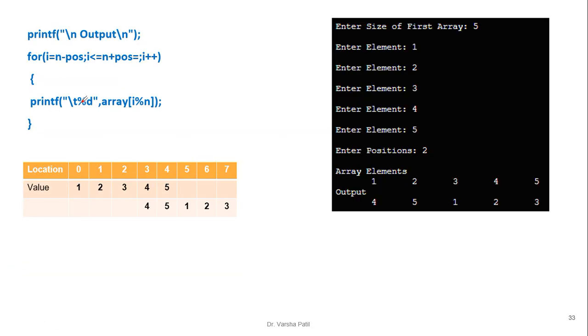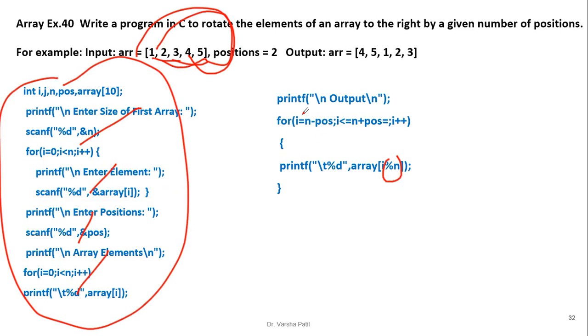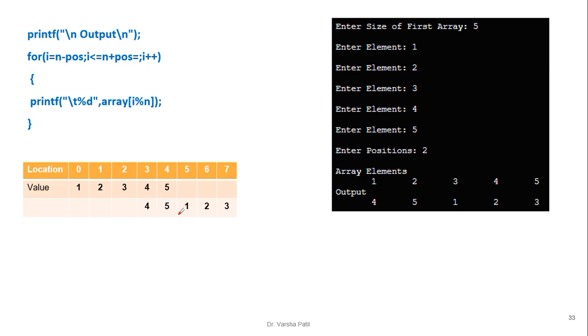Now see, you want to print output like this. Now see, this is your output: 4 5 1 2 3. You want to print 4 5 1 2 3. You have given the position, then 4 5 1 2 3. Now your position is 2. So what should be your output? You are printing 4 5 then 1 2 3.